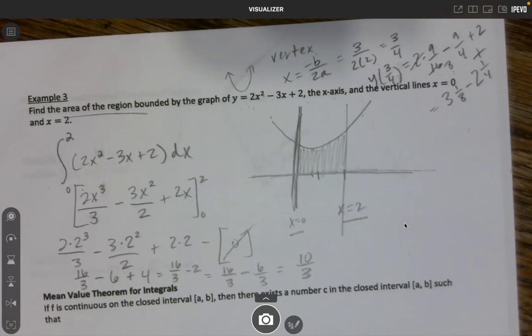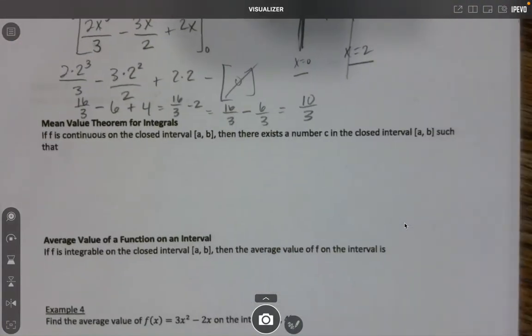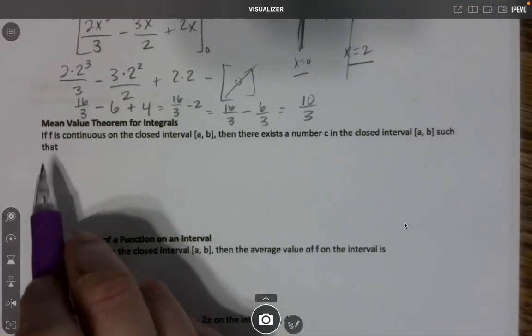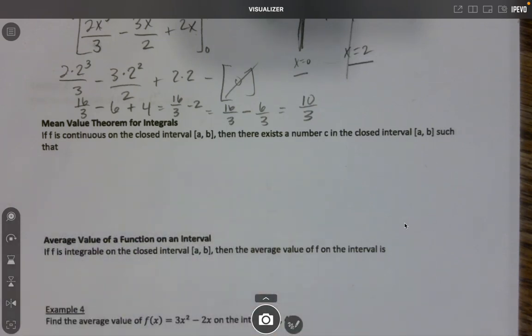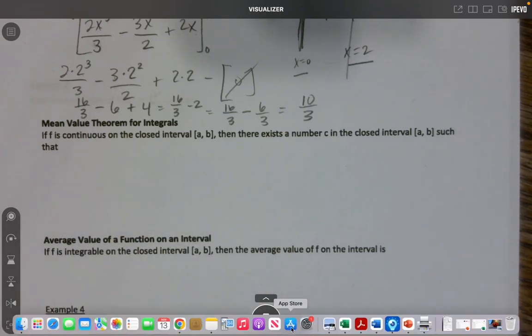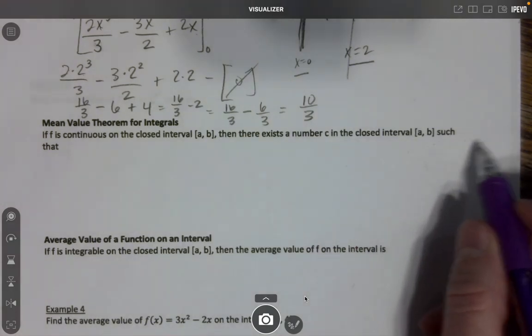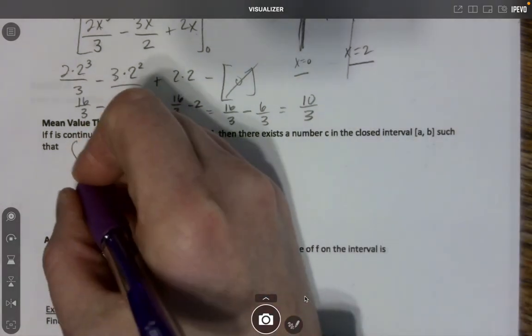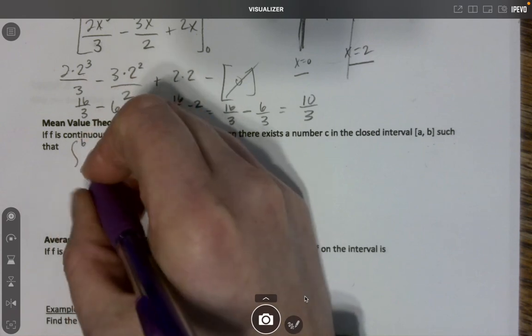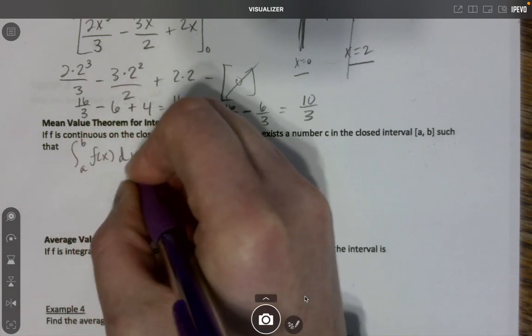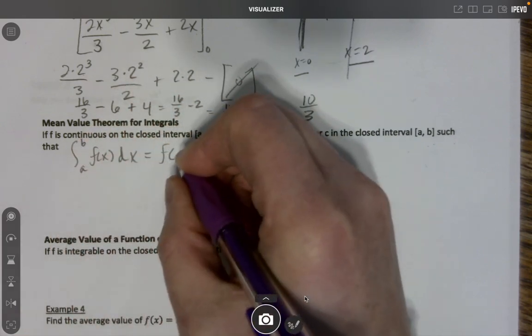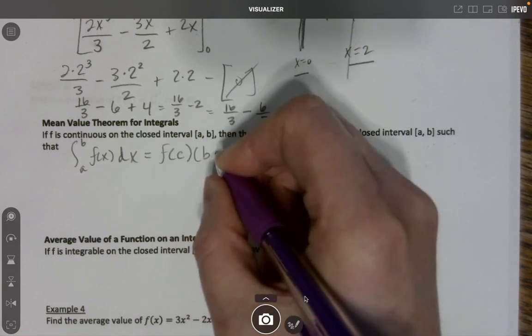So, mean value theorem for integrals. If f is continuous on the closed interval, then there exists a number c in the closed interval [a, b] such that the integral from a to b of f of x dx equals f of that c value times b minus a.